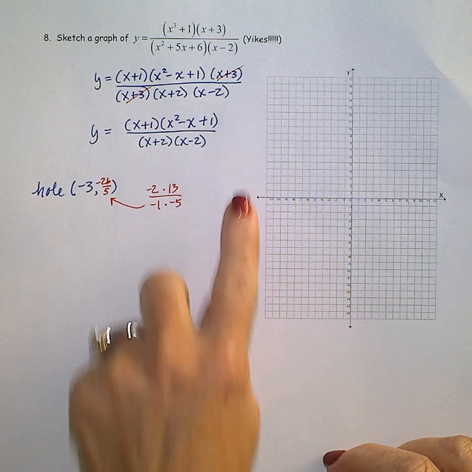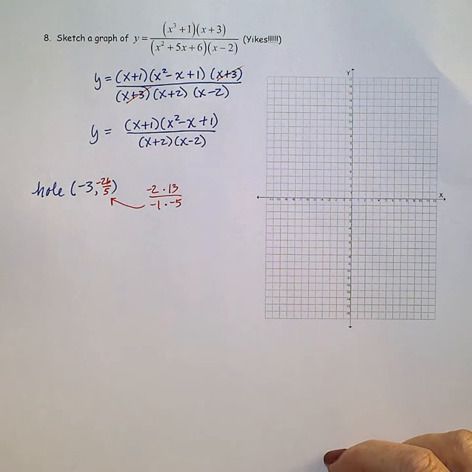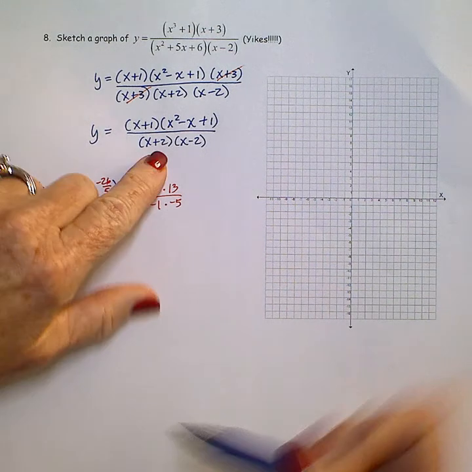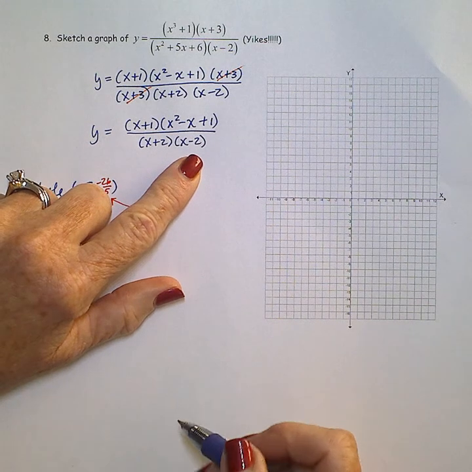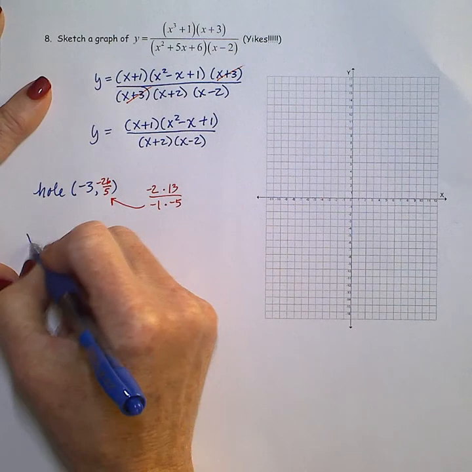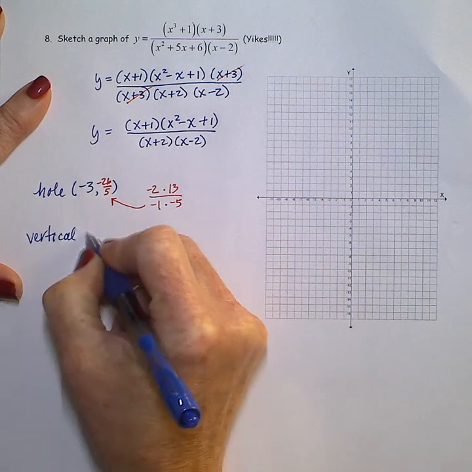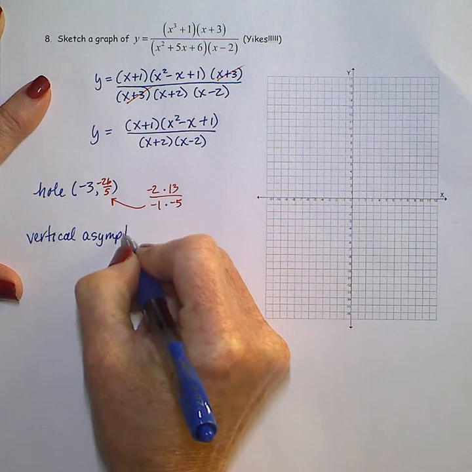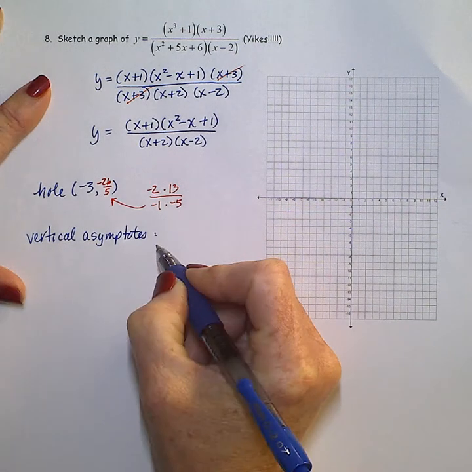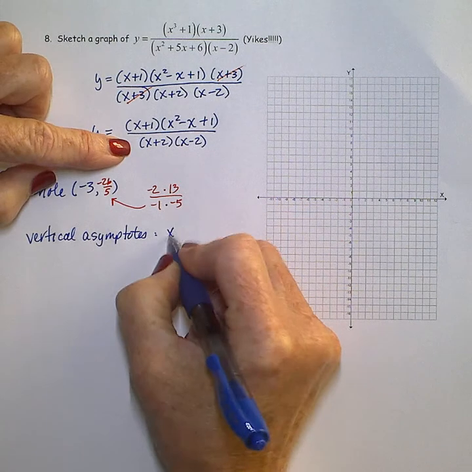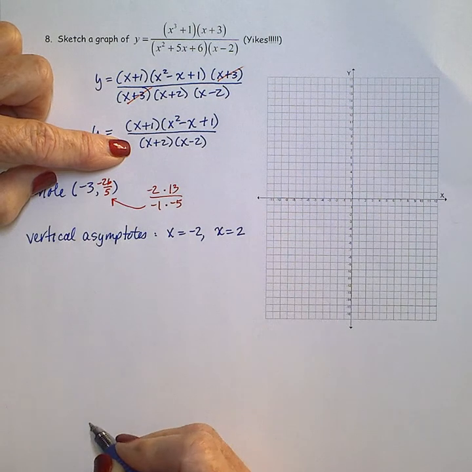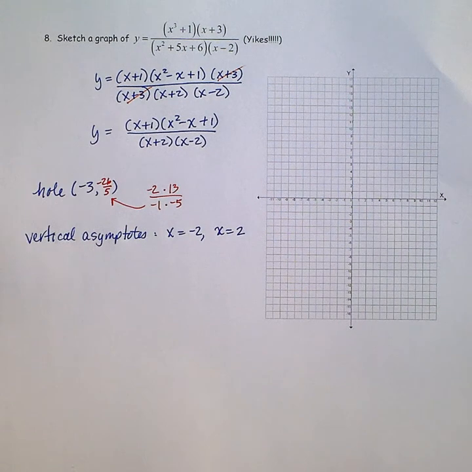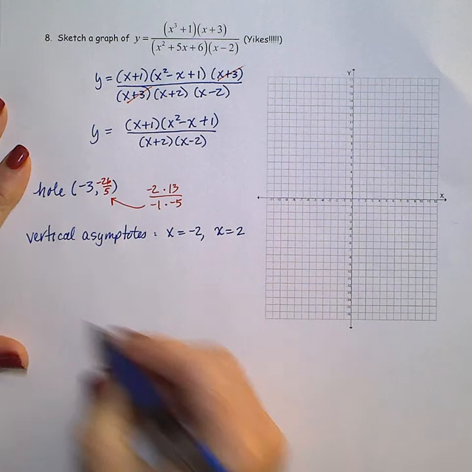Now go back to where we simplified the factors that did not cancel out, the x plus 2 and then x minus 2. What do those produce in the graph? Vertical asymptotes. Vertical asymptotes are going to occur at x equals -2 and x equals 2. Okay. Horizontal asymptote.